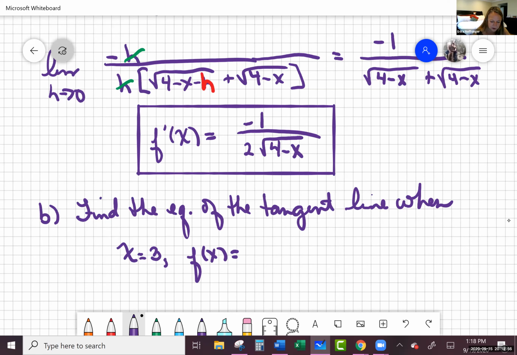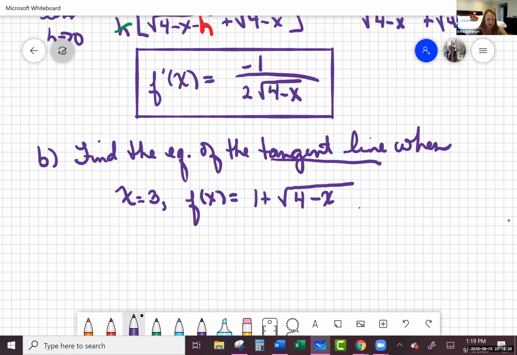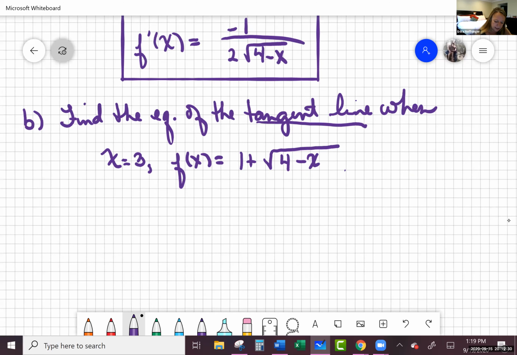f of x is equal to, so let me just rewrite what it was. That was 1 plus the square root of 4 minus x. Two things we need for our equation of a line, and we're trying to find an equation of the tangent line. So we need a slope at our x value, and we need a point at that x value. And so we need to figure out what f of 3 is.